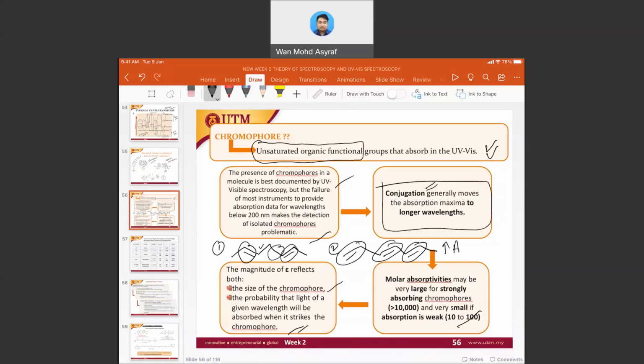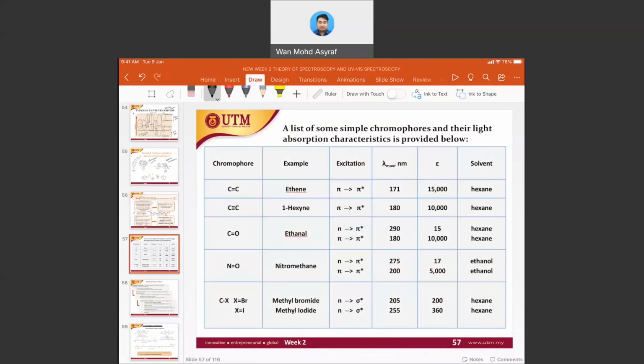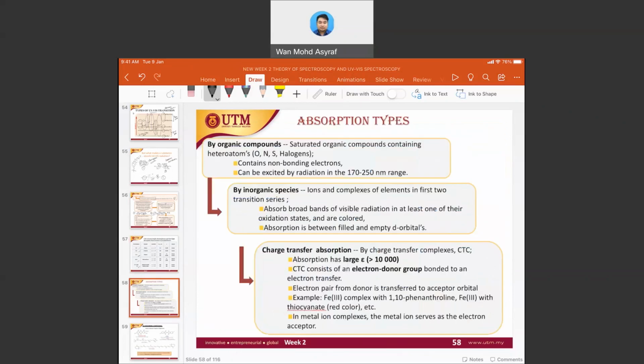Okay, so these are examples of chromophores: C double bond C, C triple bond C, C double bond O, N double bond O, and even non-bonding electrons in halogens. These are the absorption types. In terms of absorption, when we looked at the transitions earlier, we have sigma, pi, and n. So we have sigma to sigma star, pi to pi star, n to sigma star, n to pi star, sigma to pi star, and pi to sigma star. So we have six transitions, and all of the transitions depend on your compound of interest.